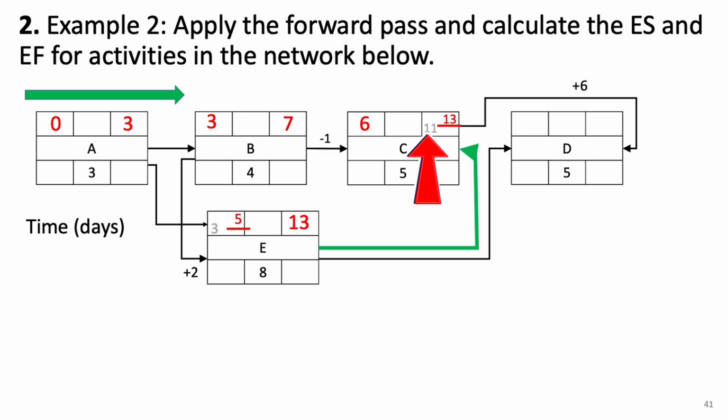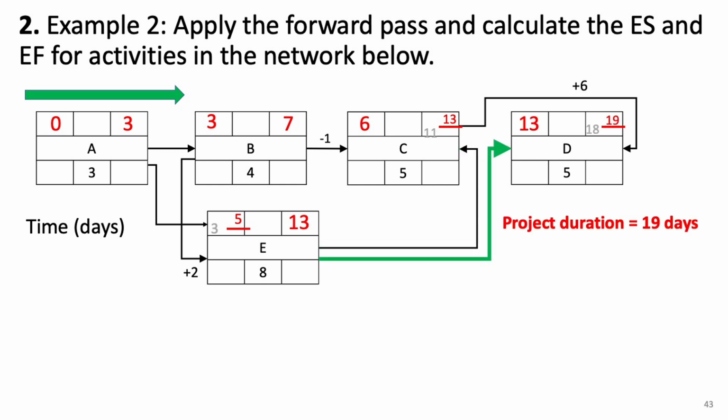Don't forget that C's finish is also dependent on E's finish, which is 13. Now, we have 2 possible values for C's early finish, 11 and 13. You must take the larger value, 13. To avoid any mistakes, make sure you check all incoming links to the finish side when calculating the early finish time.